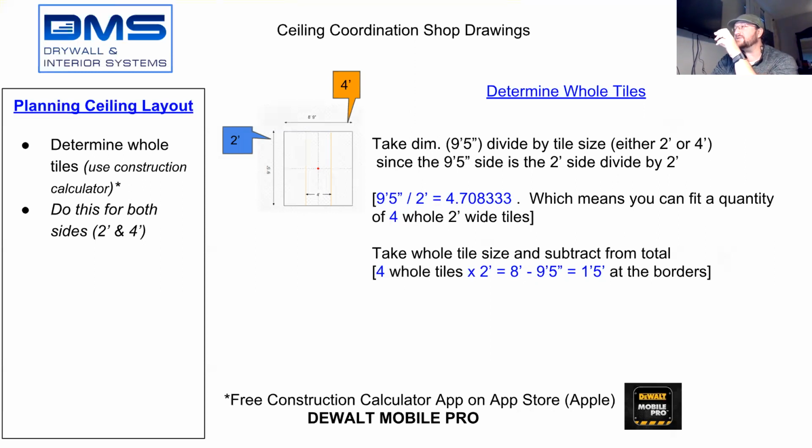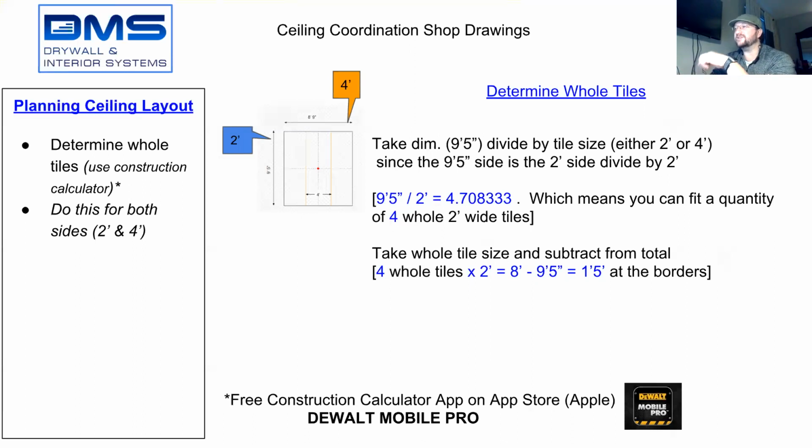So what that means is that you can fit a quantity of 4 whole 2-foot tiles inside of that space, going the length of the room. Okay? Now there's going to be a remainder. You see the 0.7083? What we're just trying to determine is how many full tiles fit in. In this case, it's 4. Now we need to figure out the dimension of the border tiles. So we know that we can fit 4 whole tiles in the space. Now let's figure out the border pieces.